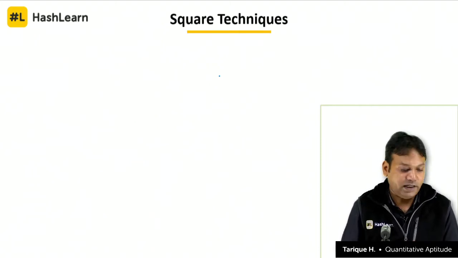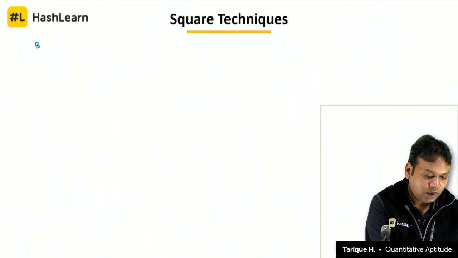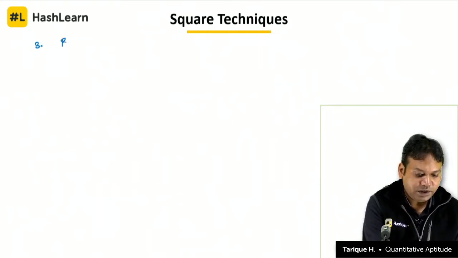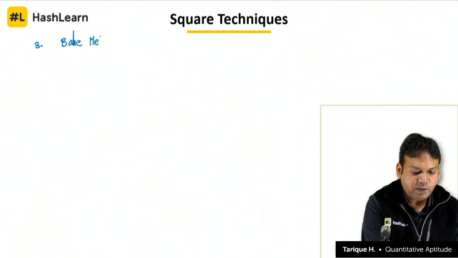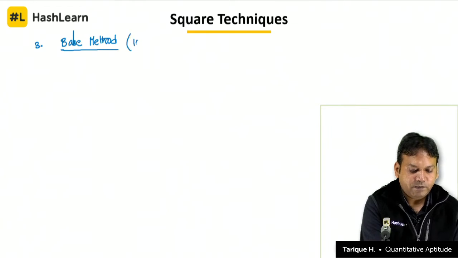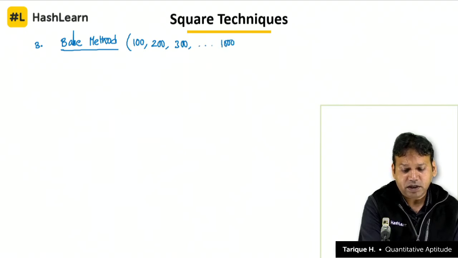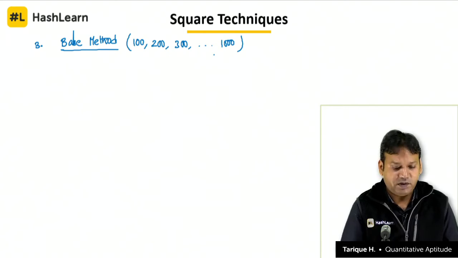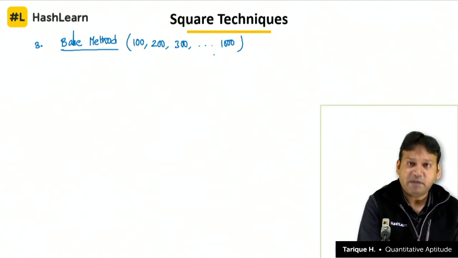Now we will move to the next technique of square calculation, that is what is called as base method. Now base method is based on taking some base value. We can take 100 or we can take 200, 300, any number, 1000, 10,000 as a base, and we can find out the square of numbers. Very simple, easy to understand. Let us see with some examples first.